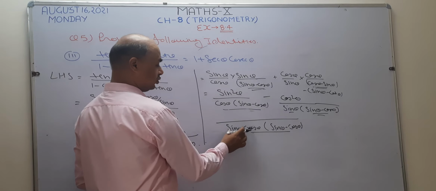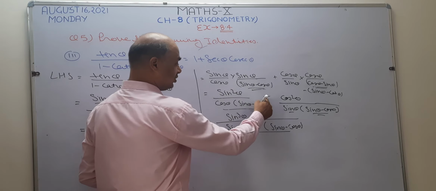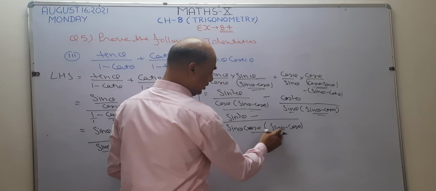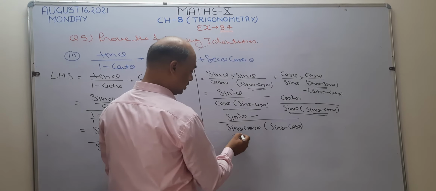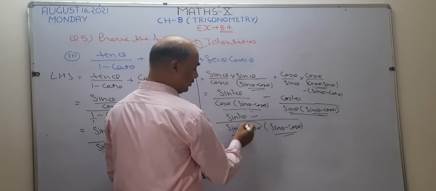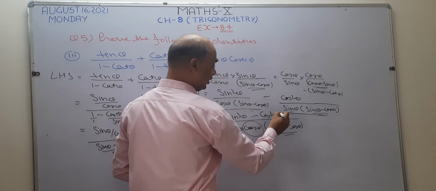What is that? Sin. Sin into sin square theta becomes sin cube theta. Now which sign is there? Minus sign is there. Now in next term, this sin and this bracket is going to cancel. What is that? Cos. It means cos theta into cos square theta becomes cos cube theta.